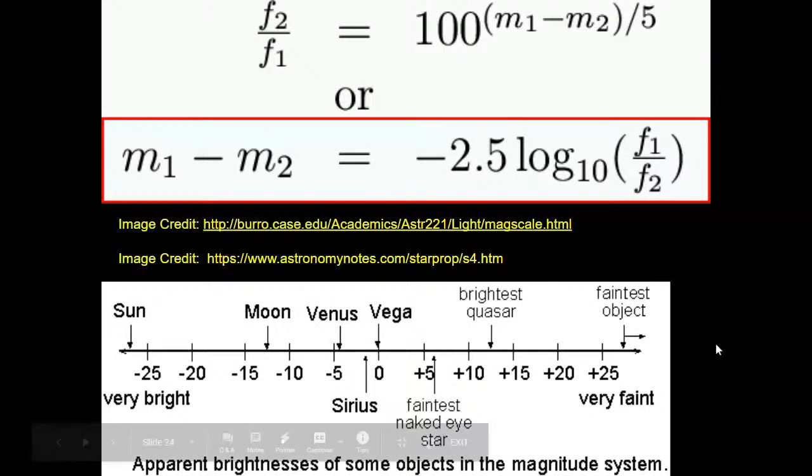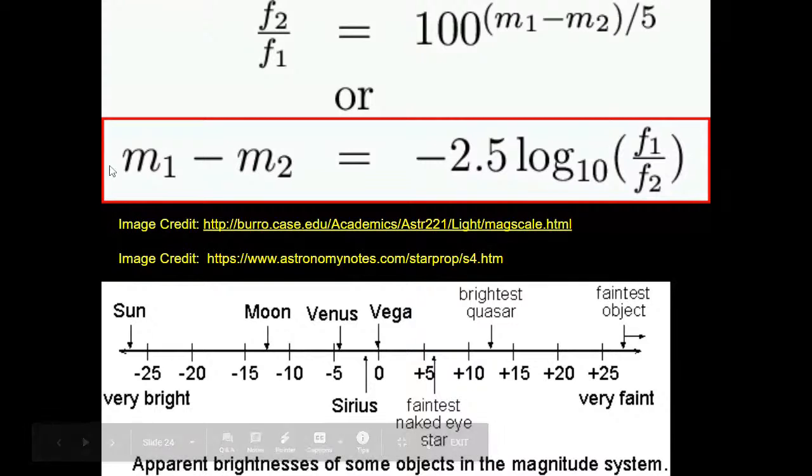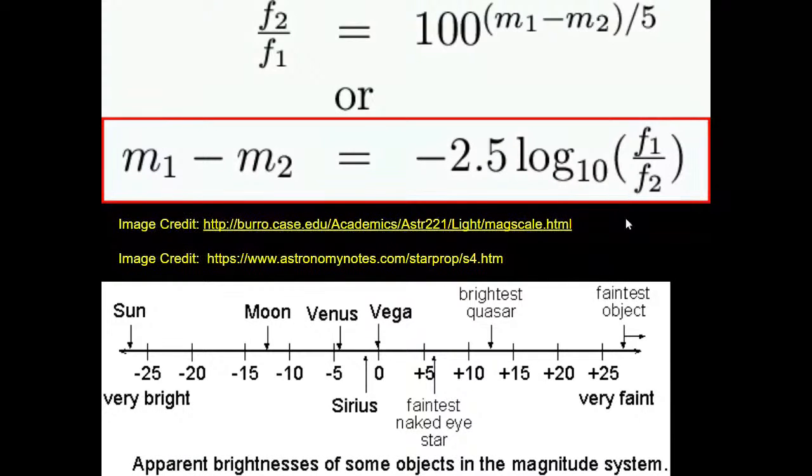Yeah. So as you can see, magnitude is dimensionless. Why? Because look at the ratio. F1, flux from star 1, has the physical dimension of energy per unit area per unit time. So does F2. So F1 divided by F2 is dimensionless. Therefore, log 10 of a dimensionless quantity is well defined, and that is the reason why M1 and M2 are dimensionless.